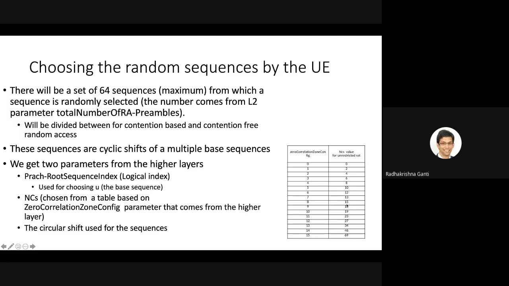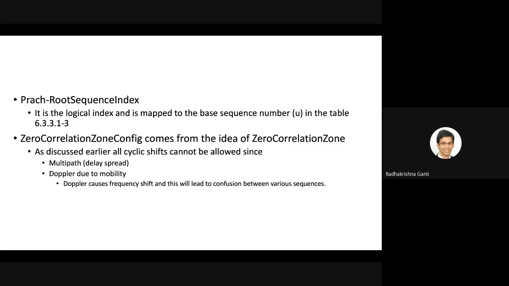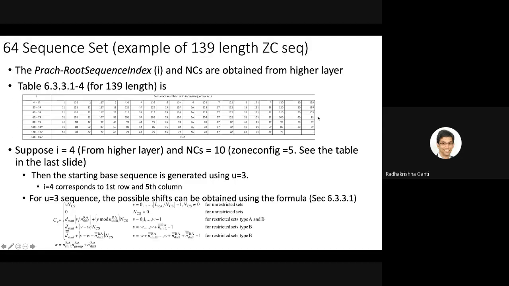So this NCS value for unrestricted sets is the minimum gap between cyclic shifts. Suppose NCS is equal to 10, it means that you can do cyclic shifts of multiples of 10. Fine. So the next question is, how do you find your base sequence? The base sequence is found by the table for the 139 length sequence, which is 6.3.3.1-4. The PRACH root sequence index i comes from the higher layers. For example, in this case it was 4, which means you go to 0, 1, 2, 3, 4. So this means u is equal to 3. u equal to 3 corresponds to the first base sequence.